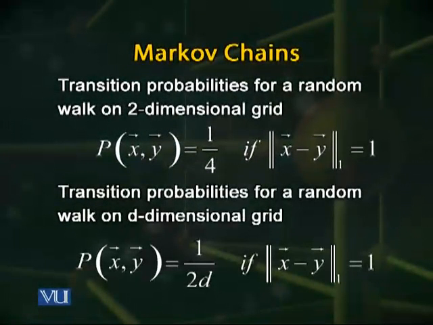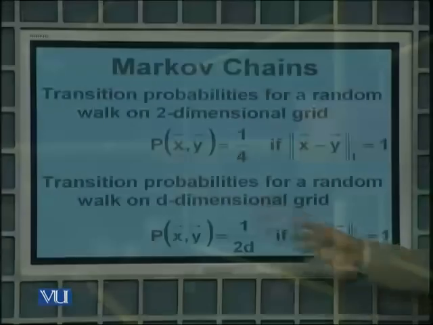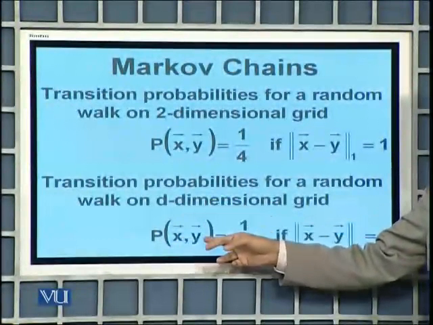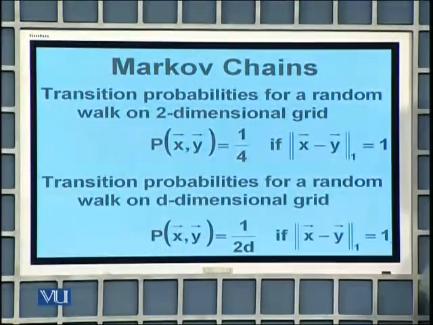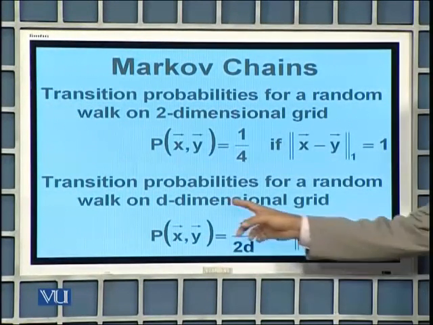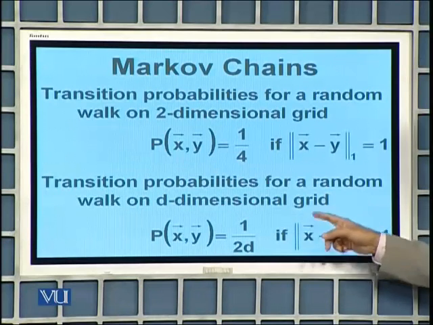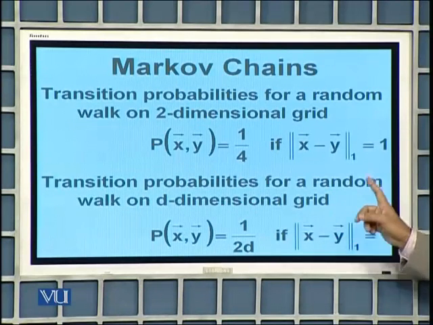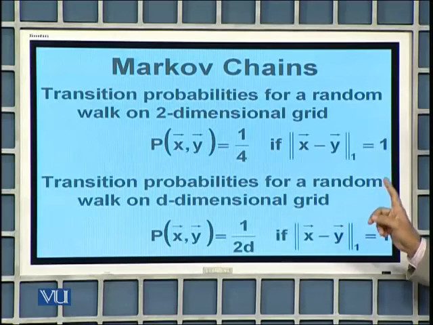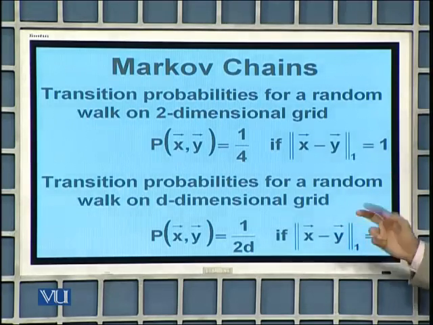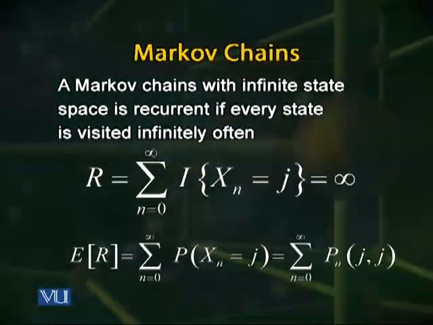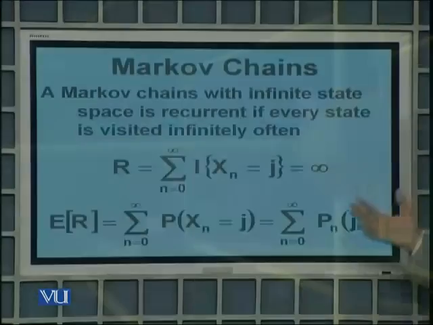You can extend this to dimensions higher than 2, and here x and y are vectors of higher dimension. In that case, the probability of moving from vector x to vector y is 1 over 2d, where d is the dimension of the space. And this only happens if, once again, the norm 1 of the difference is equal to 1. That is, vector x and vector y only differ in one location, and the difference is either plus 1 or minus 1.